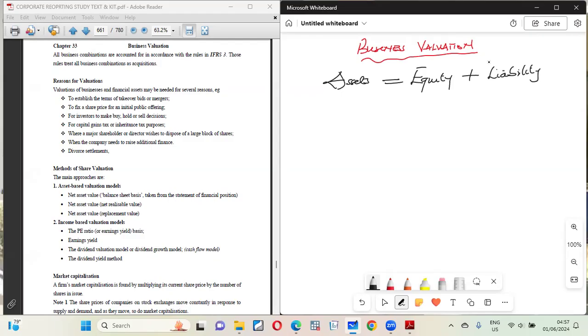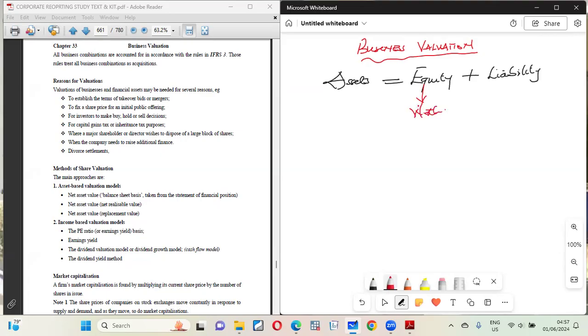Now, if we want to know the value of a business, the focus of our attention in this equation, which one do you think we will be valuing? Any idea? If we want to have the worth of the business, which of these 3 elements will we be evaluating? Any idea? So the equity. The equity, that's good. So if we want to value the worth of a business, our focus is the equity. This is the worth of the business.